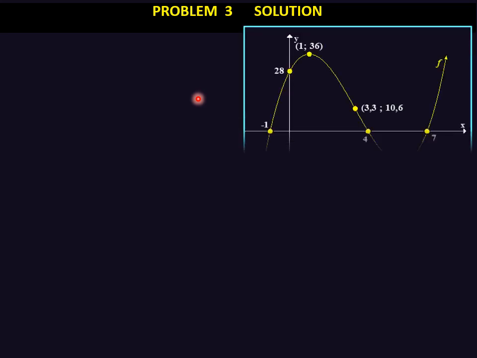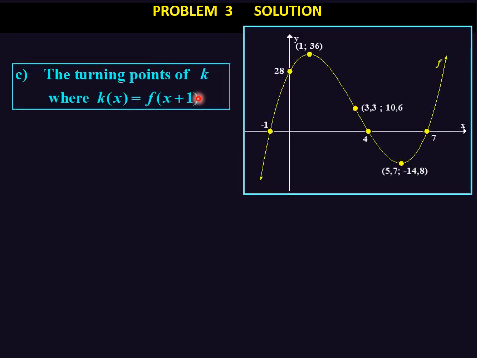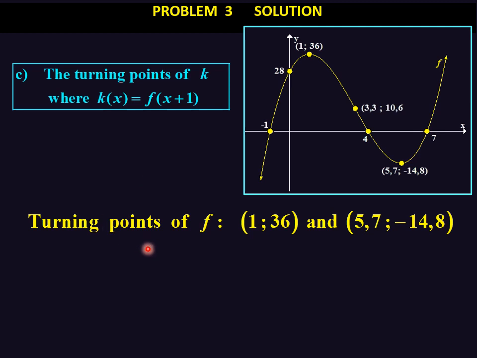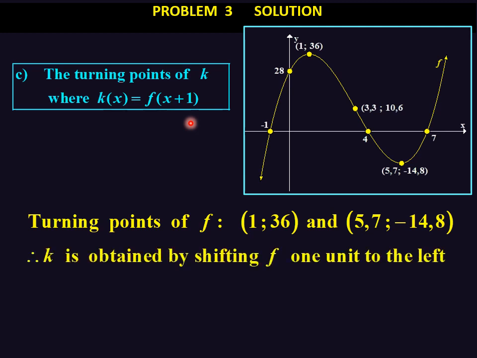Let's look at the third question in this problem. Determine the turning points of k, where k(x) is defined as k(x) equal to f(x plus 1). Okay? Let's see what we mean by that. What are the turning points of f? Those are the turning points. We can read them off from our graph. But now, x plus 1, what does that mean? That's correct. The graph is shifted 1 unit. Plus 1 means 1 unit to the left. If it's subtract 1, it means to the right. But positive 1 is 1 unit to the left. So I must take 1 unit to the left.